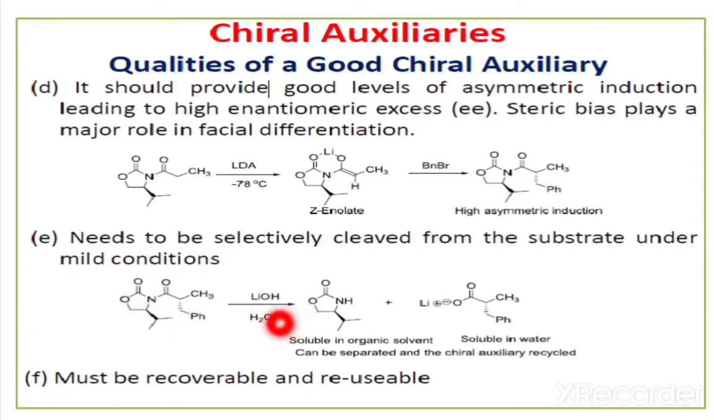Here the chiral auxiliary is soluble in organic solvents and can be separated, and the chiral auxiliary can be recycled. The other part is soluble in water. And last, it must be recoverable and reusable. The good chiral auxiliary is one that is recoverable and reusable.